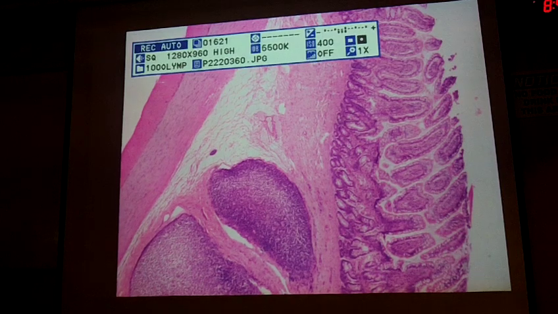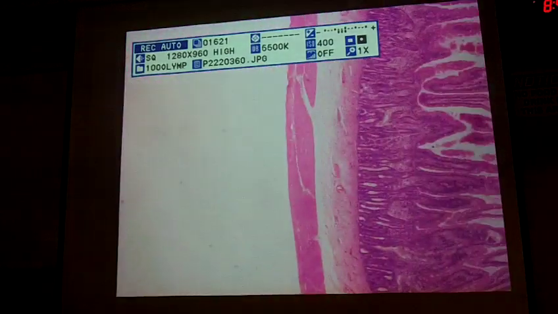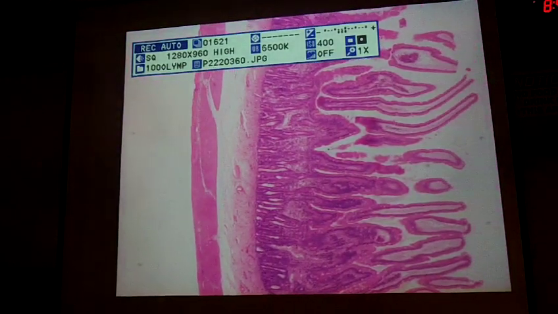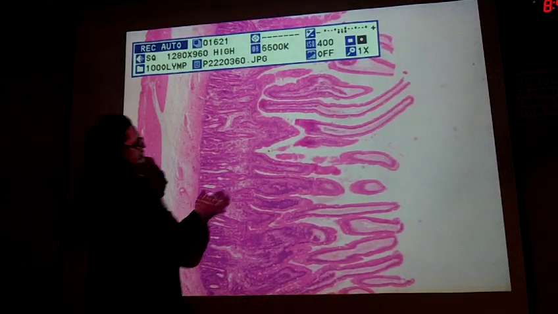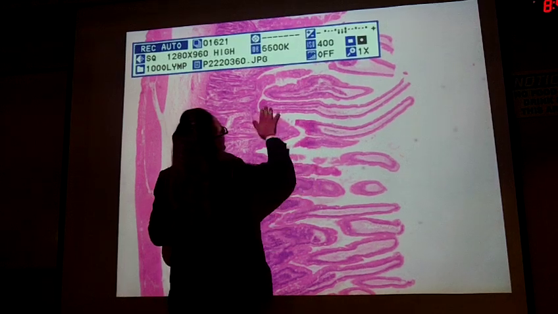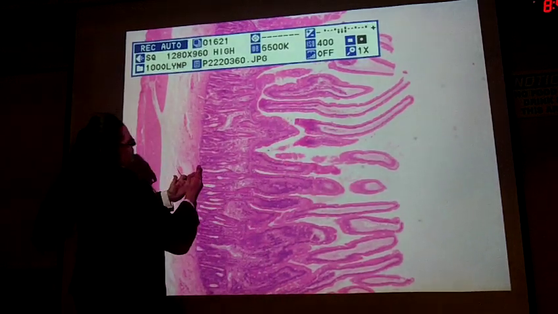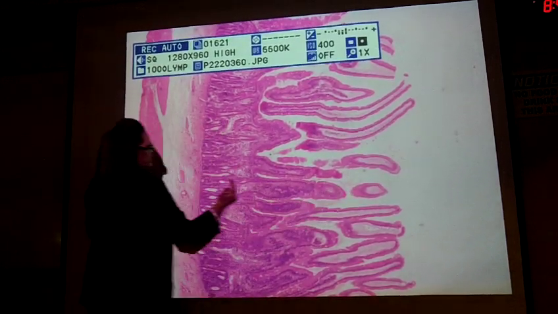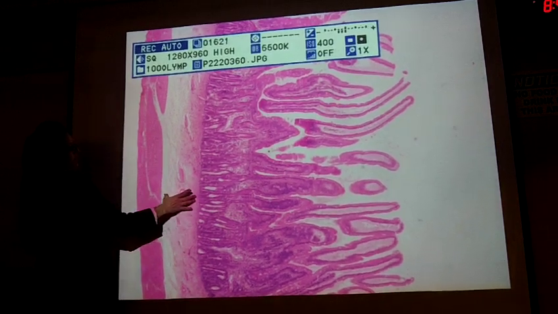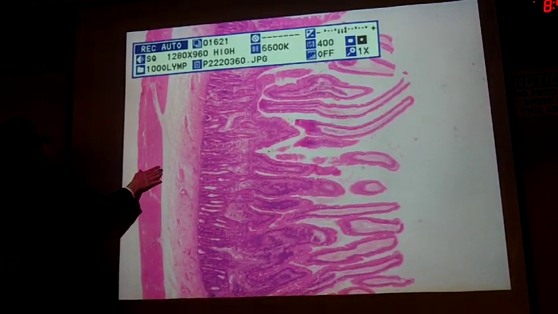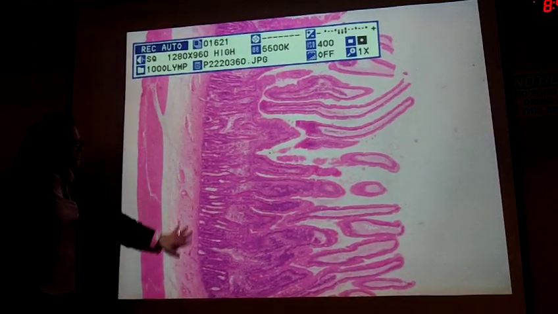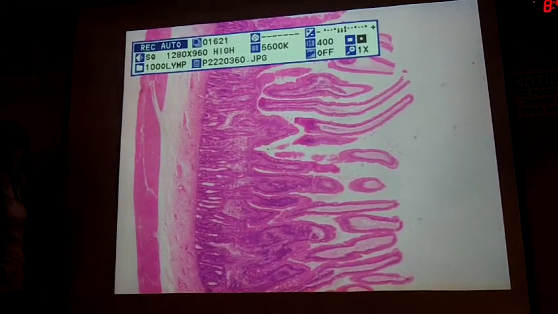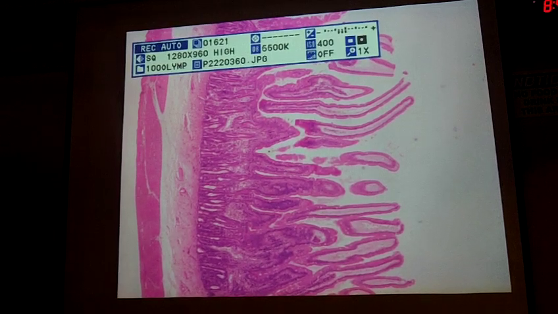Now, if we look at the jejunum, okay, so here's the jejunum. So again, you've got these really nice villi sticking out. You've got your mucosal tunic is all this. Here's your submucosa. Here's your muscularis externa. And you can see here in the submucosa, you don't have Brunner's glands and you don't have Peyer's patches. So you're in the jejunum.